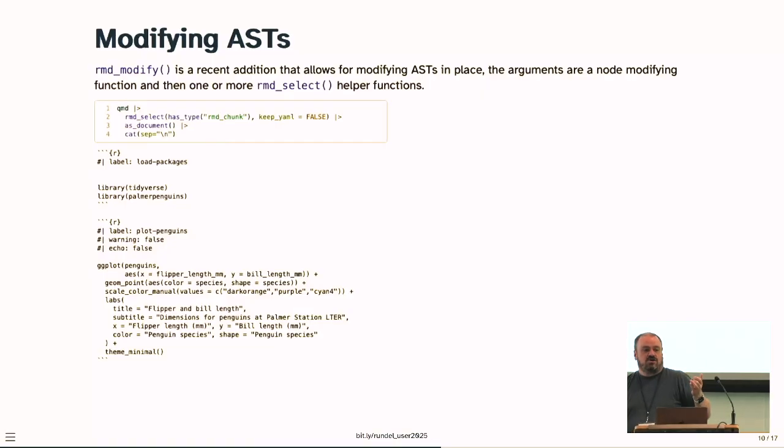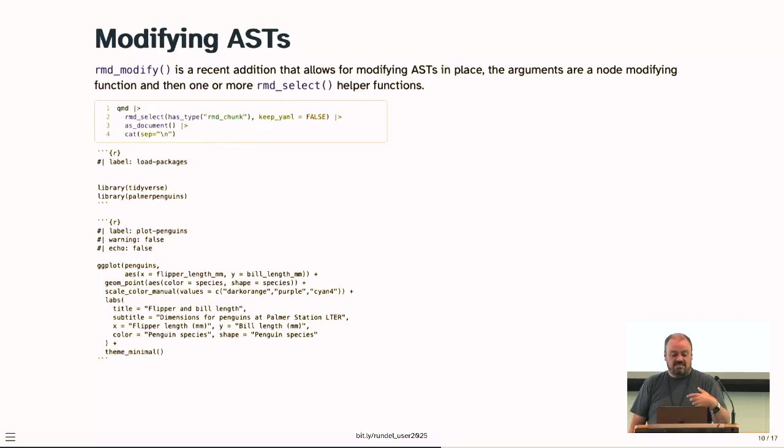And so the way that this works is this is sort of like a map if you're familiar with that in purrr. So what I'm going to do is I'm going to iterate over all the nodes, but I'm going to give you a predicate function that will determine which node I should look at, which is basically just one of the select functions we just saw. And then I'm going to give a function that will then do the actual modifications here.